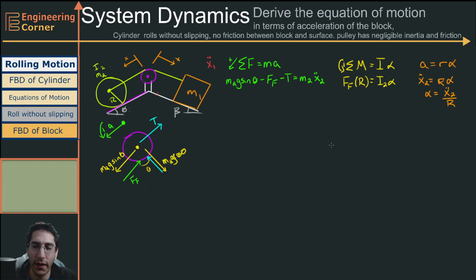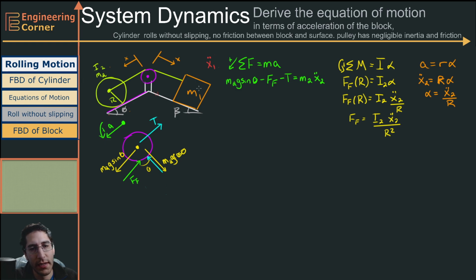I forgot the capital R there, but okay. So now what we're going to do, we're going to plug in this expression for alpha. We're going to solve for our frictional force and plug in our frictional force here. So we have the frictional force times R is equal to I2 times x2 double dot over R. Dividing by an R, I get my frictional force is equal to I2 x2 double dot over r squared. So this is going to come back into this equation right here.